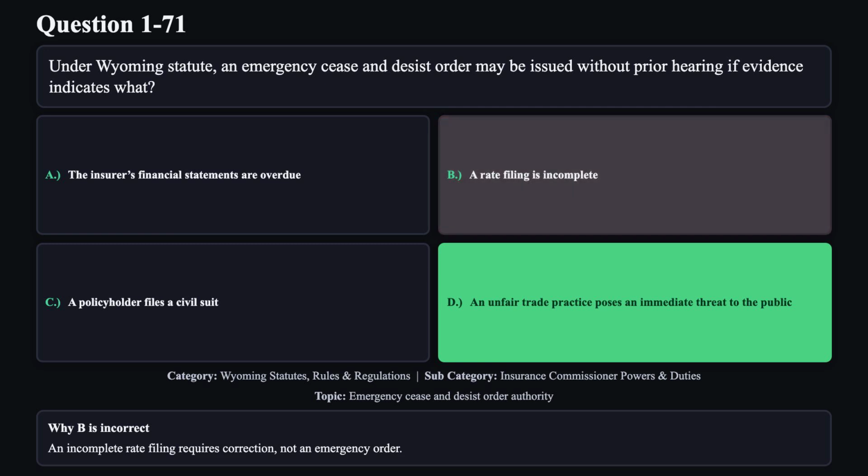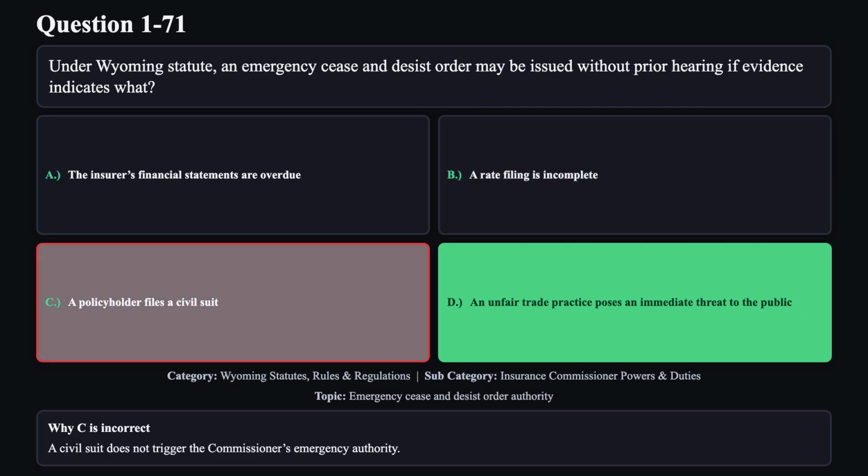Reason B is not correct. An incomplete rate filing requires correction, not an emergency order. Reason C is not correct. A civil suit does not trigger the commissioner's emergency authority.